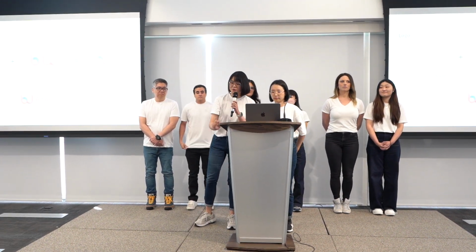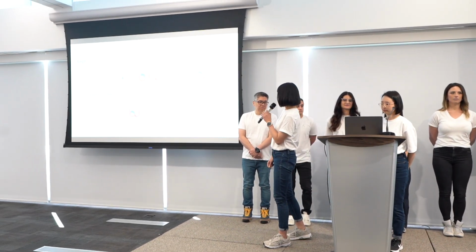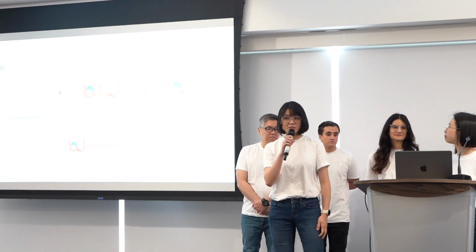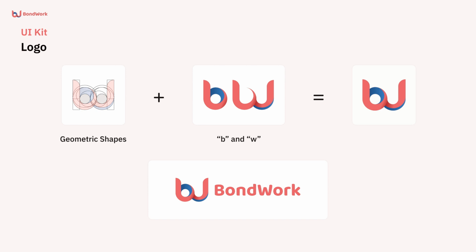Awesome. We now move into our UI kit. For our logo, we made it based on the initials of our service, which is the B and the W using geometric shapes. And it was complemented by a gradient color effect.